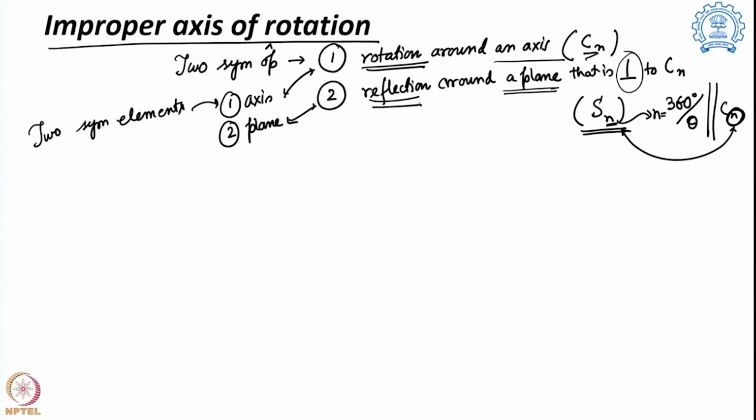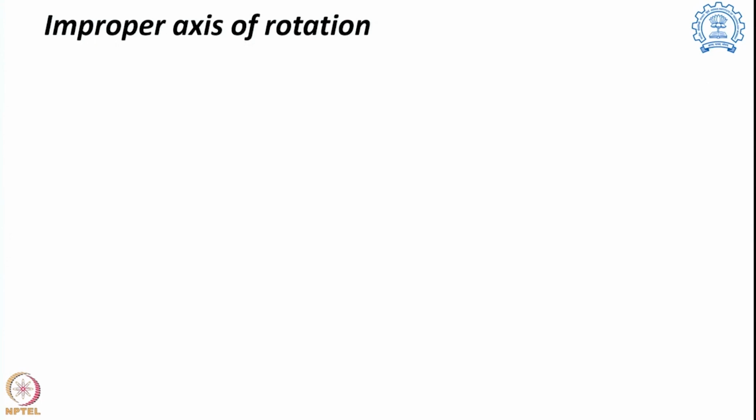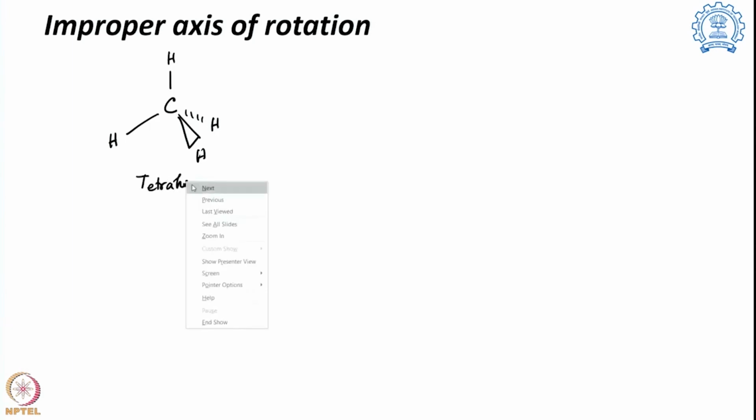Now, we are going to understand it better if we do it with an example. The example we are going to take is methane. The methane molecule has a tetrahedral structure, in short form Td, and we ask whether this molecule may have an S4 axis.